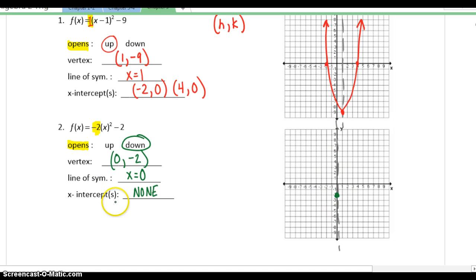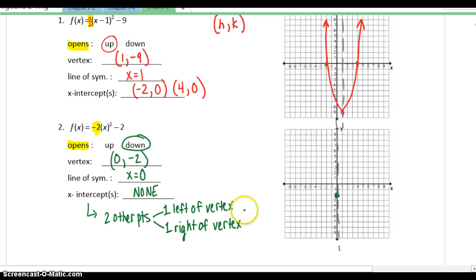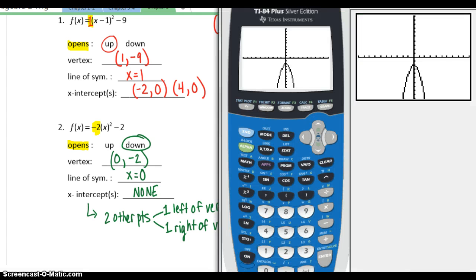So if there ever aren't any x-intercepts, then you're going to find 2 other points in order to graph. Alright, you want one to be to the left of your vertex. Sorry, one left of vertex. And you want one to be to the right of your vertex. That way you know how to draw the parabola. Alright, so to the left of my vertex, in order to find these points, don't worry, we don't have to guess or anything. We're just going to take a look at our table.